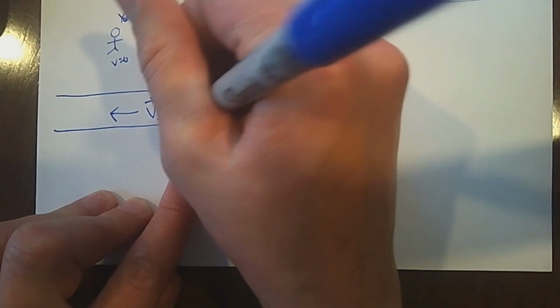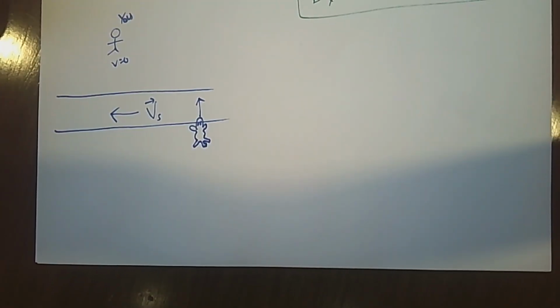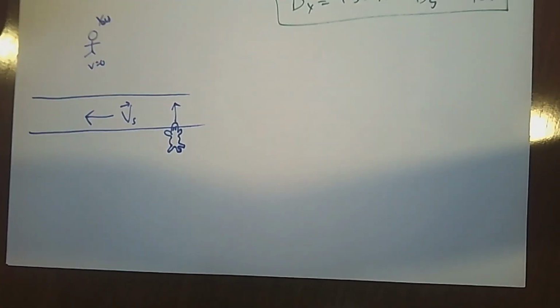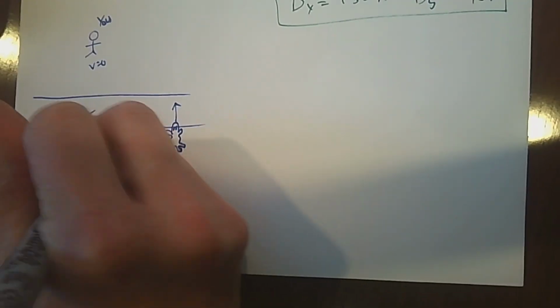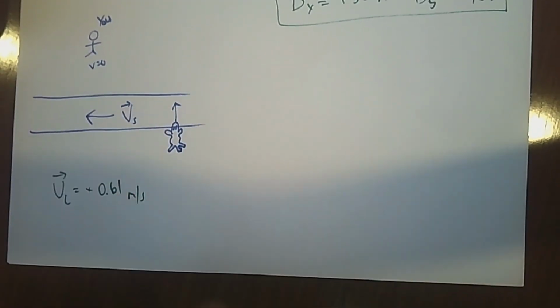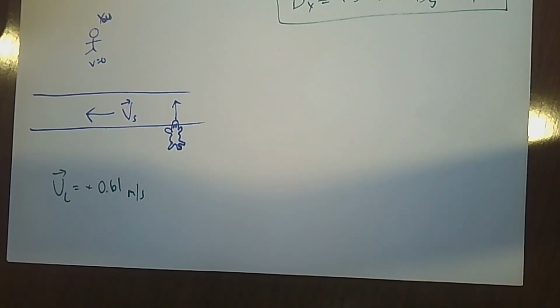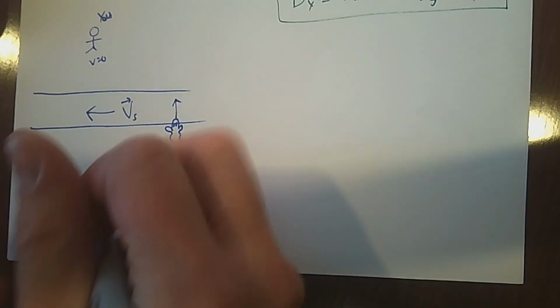Terrible lizard. And he's moving across in this direction. So if I were to add these vectors in a tip-to-tail fashion, and I should draw them to scale, let me check out those magnitudes again. The velocity of the lizard would be, here it's positive 0.61 meters per second. And the velocity of the sidewalk would be leftward, 1.3 meters per second.